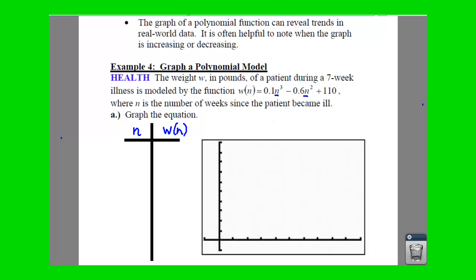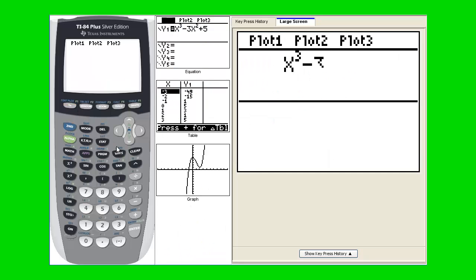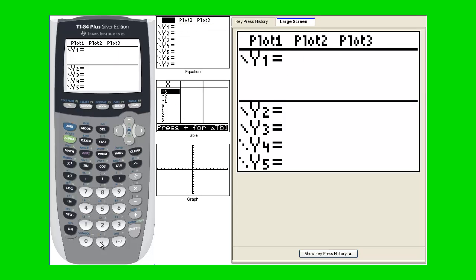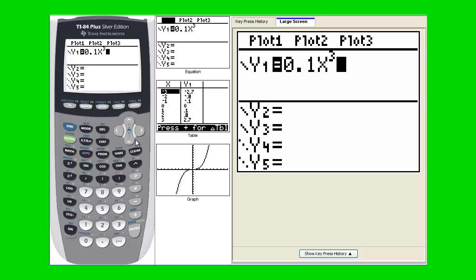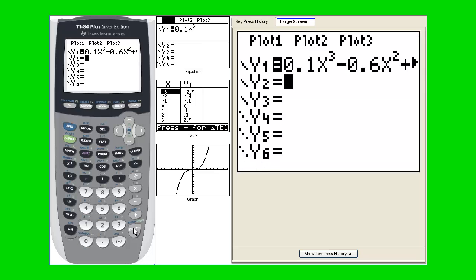And so let's go to our calculator, go to y equals, clear this out. We're going to put a 0.1. Now instead of putting an n, we're just going to put an x, because your graph will recognize an x to the third. Doesn't matter, I would use an x here. Minus 0.6 x to the second, plus 110. So we go to our graph.